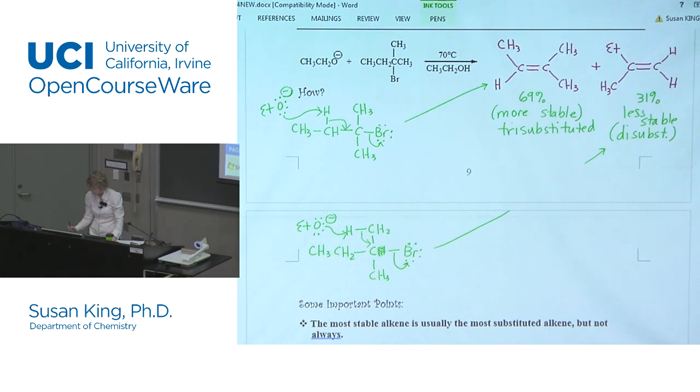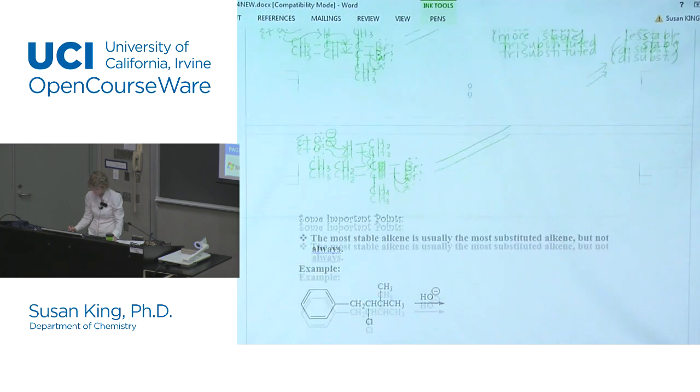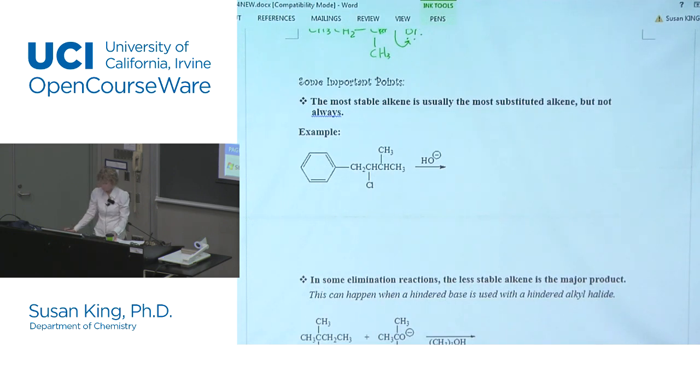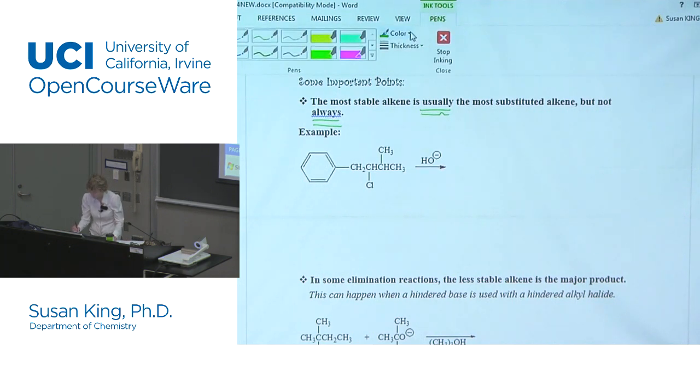Okay. Some important points. And here's where we get tricky. The most stable alkene is usually the most substituted, usually, but not always. Most stable alkene is usually the most substituted, but not always. So let's look at some examples here.